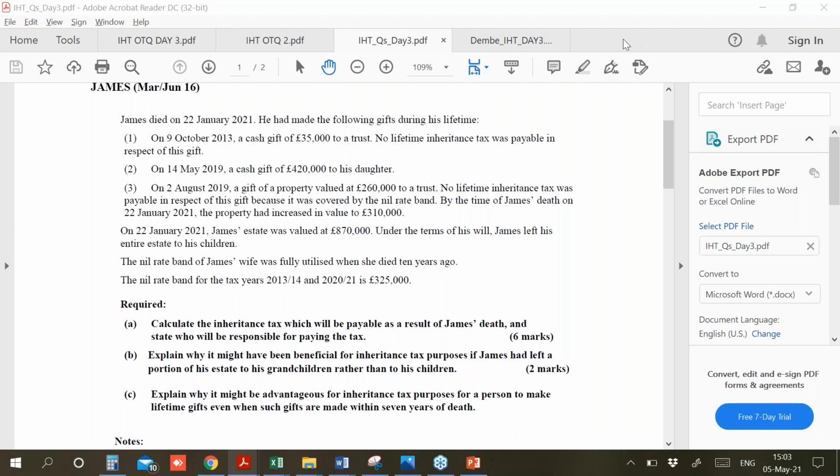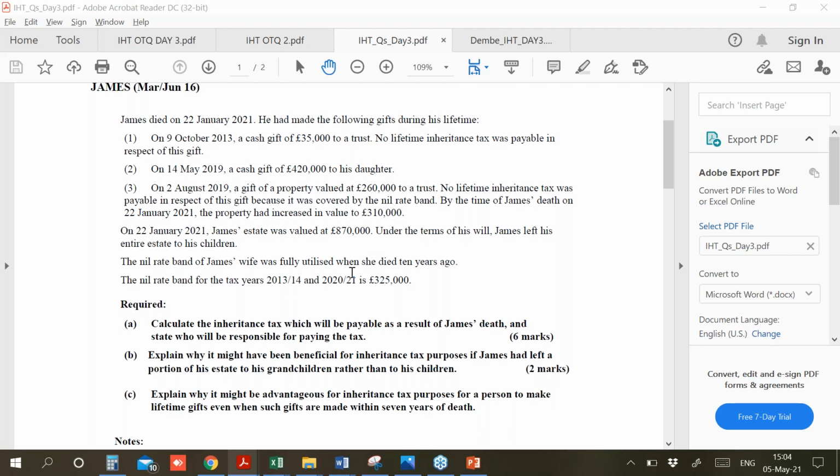The lifetime gifts always come first. They are entitled to nil rate band first, and then if there is some nil rate band that is left, only that can be entitled to the death estate. And on death, there is no exemption available. There is only nil rate band available. The gifts can only be exempt if they are given to charity or spouse. Okay, otherwise no exemption is available.